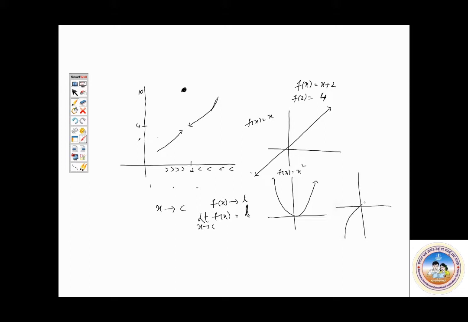Identify in these three cases. I have drawn the identity function. I have drawn the x square graph. I have drawn the x cube graph. Now observe, there are two important cases now, which are of course important in other forms of discussion in this chapter also.